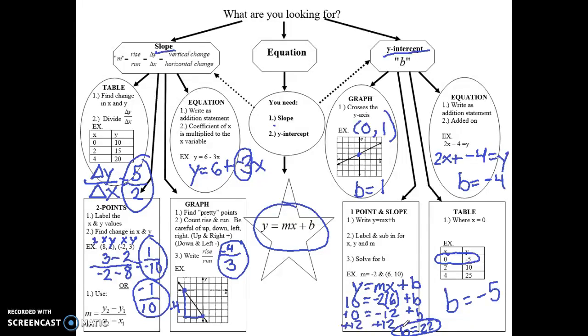These are not all the ways that you'll need to know how to find slope and y-intercept, but they're the most popular ways that you will see on future tests and future concepts in algebra.